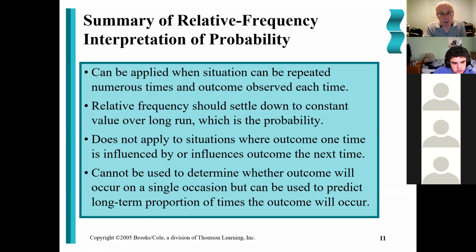The last one says it cannot be used to determine whether the outcome will occur on a single occasion. It can be used to predict long-term proportions of times the outcome will occur. Now, what does that mean? Well, a probability really talks about a long-term expectation for something to occur. It may not necessarily apply to a particular person. Let's think of an example. Let's say for people who drink orange juice every morning, the probability of them getting a cold is 10%, while for somebody who doesn't drink the orange juice, the probability of getting a cold is 30%. That may be true for a large population, but it may not be true for you.